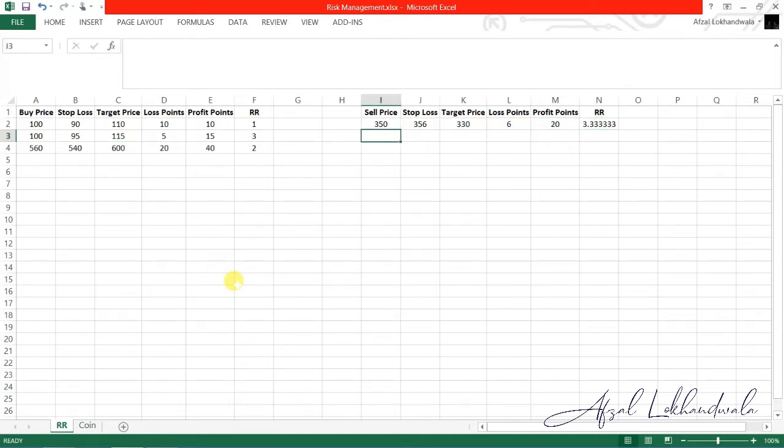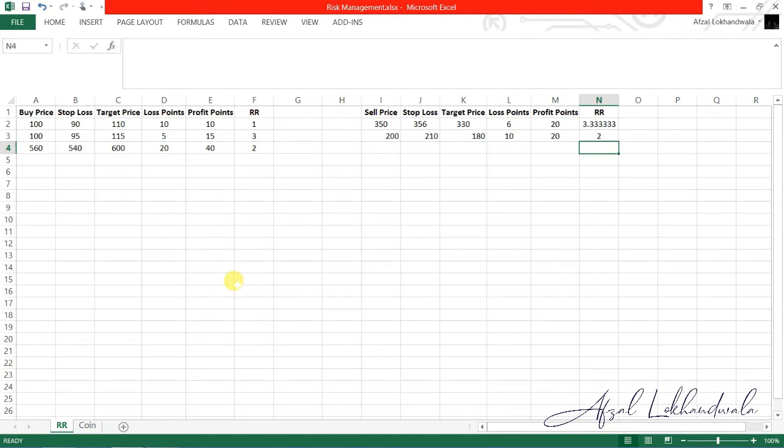Once again, one more simple example. You are selling at 200, setting a stop loss at 210 and a target at 180. So your loss points is 10 rupees, simple, and your profit points is 20 rupees. So your risk reward will be 2. Right? So this is how risk reward ratio is calculated.